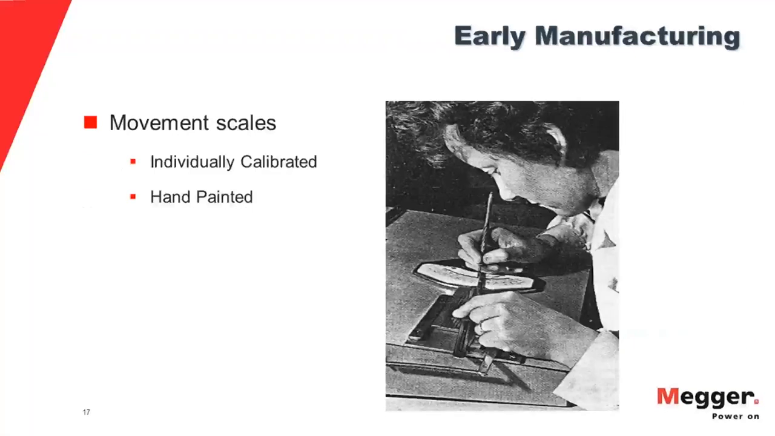And the scales had to be hand-drawn. And the way they would do this then is each unit individually would be placed across a variety of known resistors, and then the person would mark where the pointer stopped against that particular resistance, and then they would draw the rest of the scale around that. And every individual unit was designed and built in that manner. Very labor intensive, rather creative, and each one was quite individual.